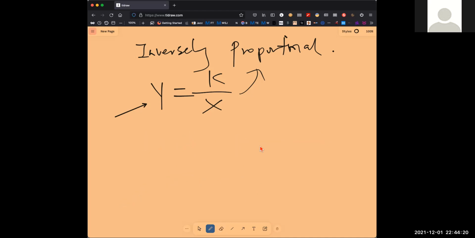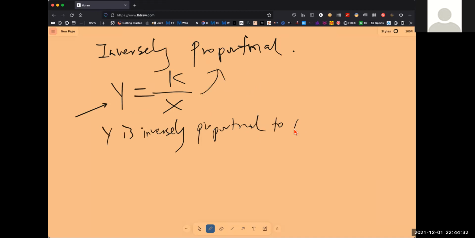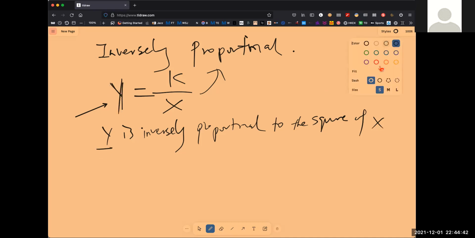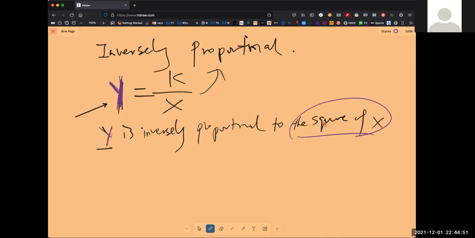Okay. So it says y is inversely proportional to the square of x. So based on this, y is y. That's how you do it. This y, I just put it here as y. Inversely proportional to the square of x. Square of x, so the x is no longer x, but the square of x.